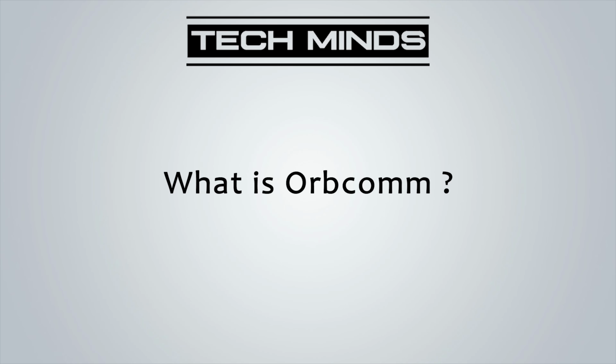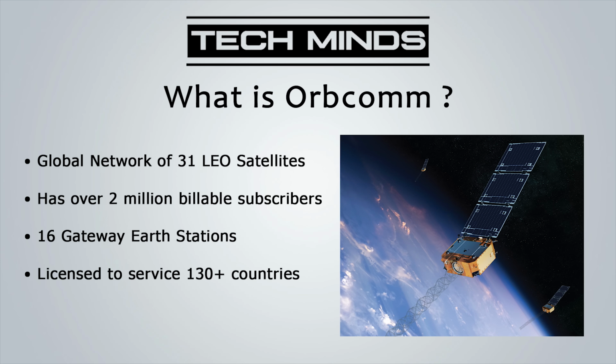So, what are Orbcomm satellites? Well, Orbcomm have a global network of around 31 low Earth orbiting satellites, pretty much covering the entire Earth at the same time. Now, Orbcomm have over 2 million billable subscribers, which means it's a well-utilized system. There are 16 gateway Earth stations around the globe, which are used to send and receive data from the connected devices via the Orbcomm satellites. Now, this service is also licensed to be in over 130 countries and regions, meaning that it can cover pretty much the entire world.